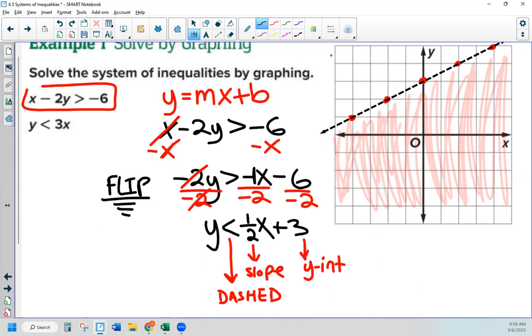All right, so I'm gonna go ahead and delete this little word that says flip, and I'm gonna talk about this next inequality right here. This inequality is pretty much already in slope-intercept form. Slope-intercept form is y equals mx plus b.